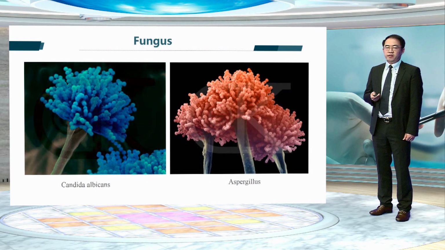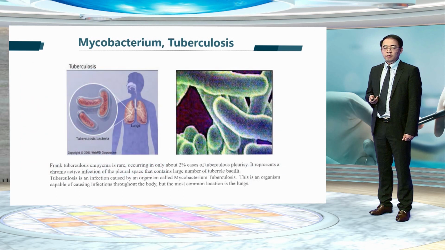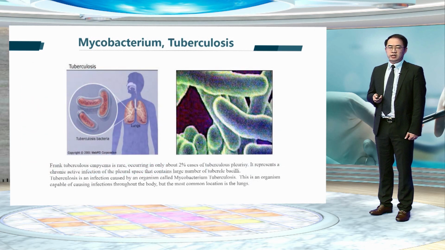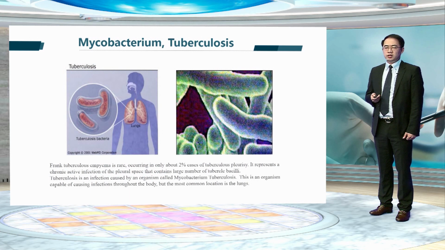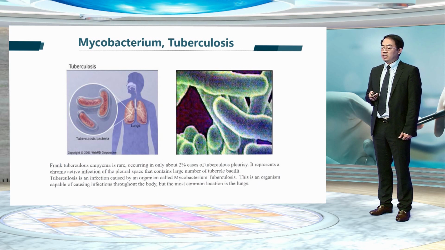Here is the picture of fungus, another pathogen of empyema, just like a beautiful flower. And tuberculosis is rare, occurring in only about 2%. Tuberculosis is capable of causing infections throughout the body, but the most common location is the lung.